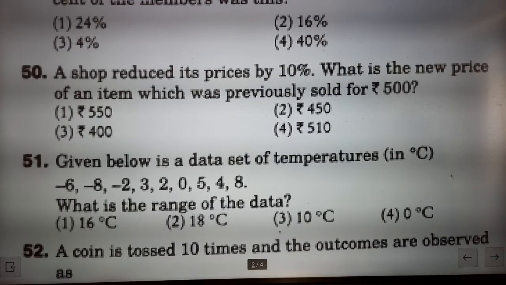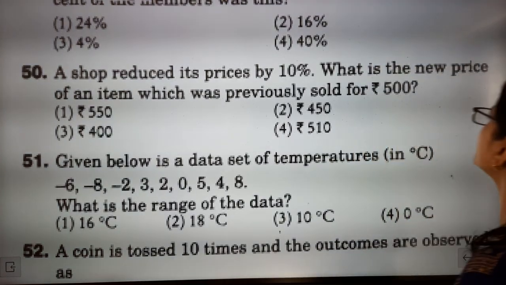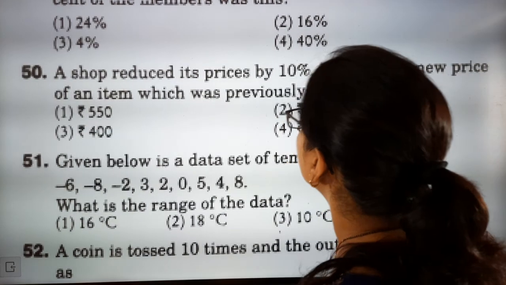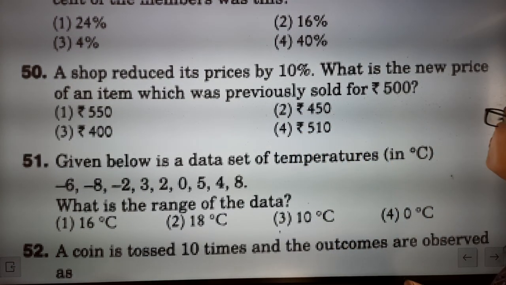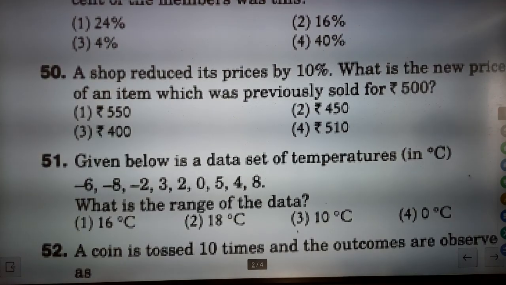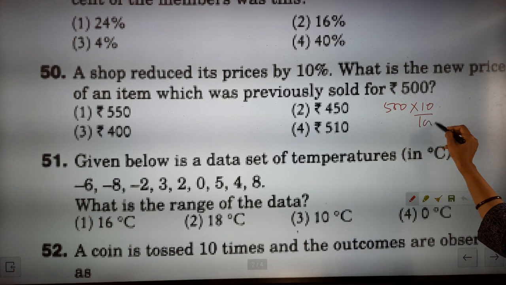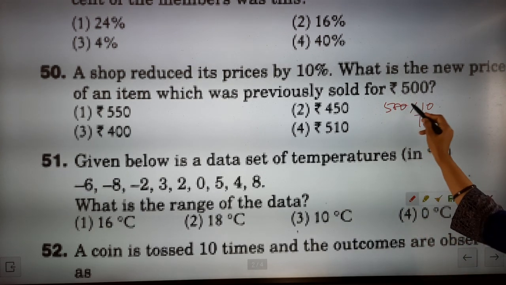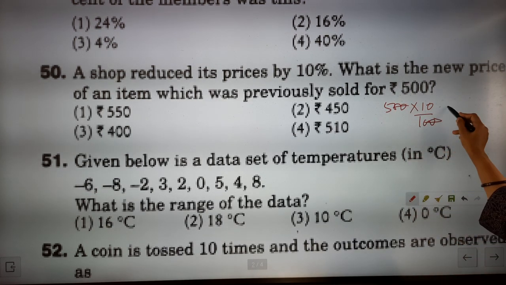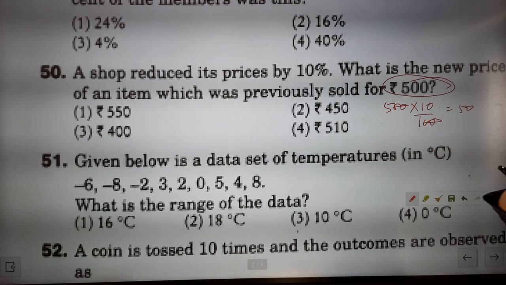Question number 50: a shop reduced its price by 10%. What is the new price of an item which was previously sold for 500 rupees? So the real cost was 500 rupees. Now the shopkeeper has reduced the cost by 10% of 500. First we will find 10% of 500. 10% of 500 is what? 50 rupees.